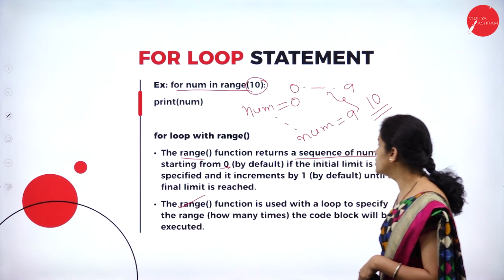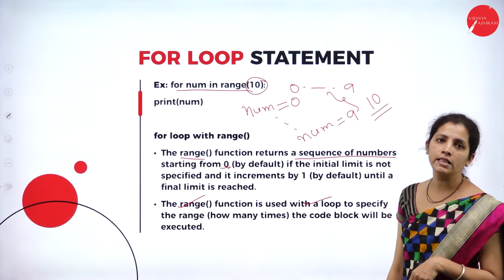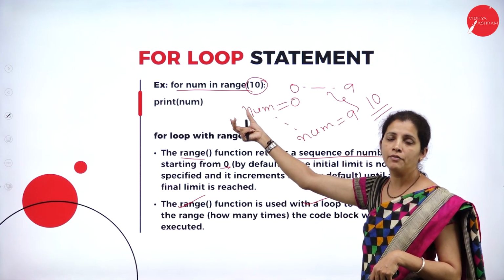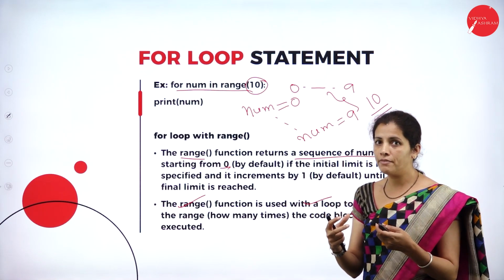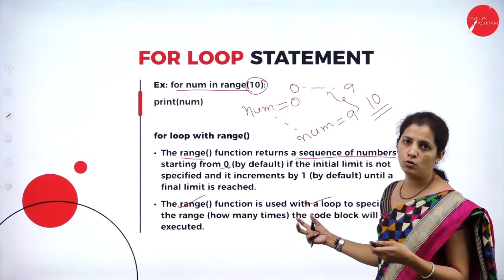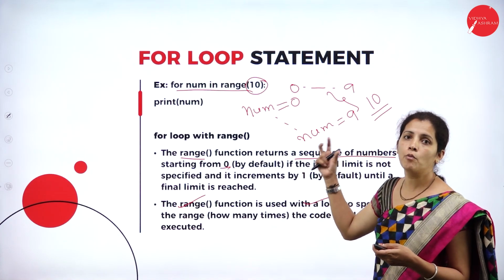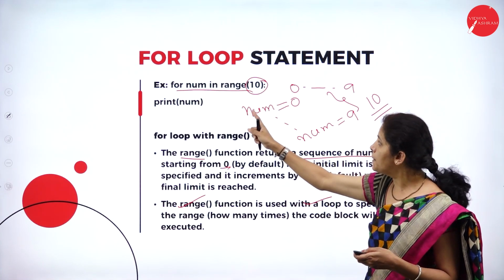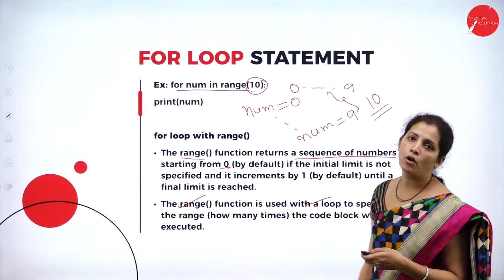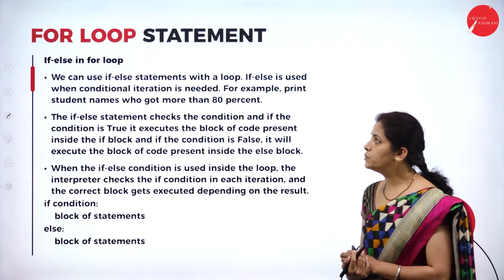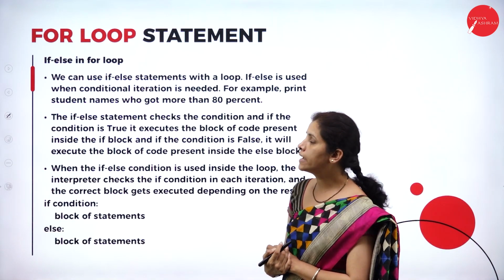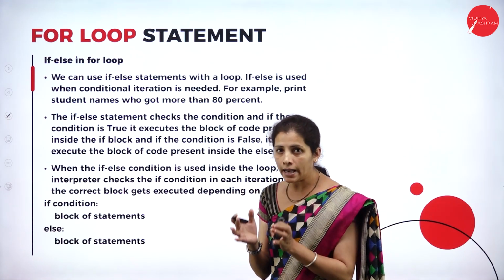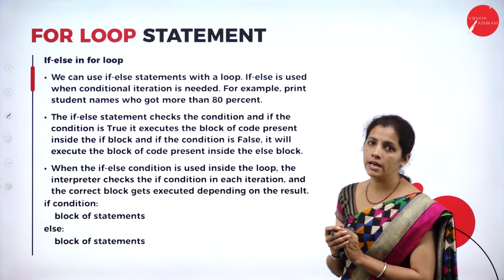The range function is used with a loop to specify the range. Now, I'm going to club the range function with the for loop in order to specify the range of the for loop, in the sense, how many times I want to repeat the for loop. For that reason, I'm going to club the range function with the for loop. Now, I'm going to have if else in for loop. As I discussed, along with the for loop, I can write an if else statement.